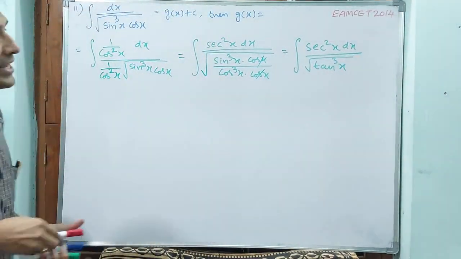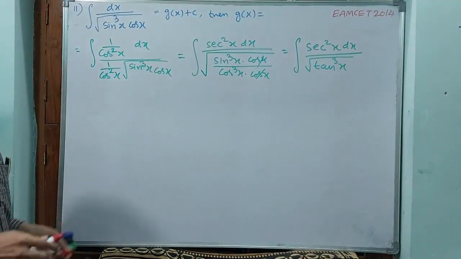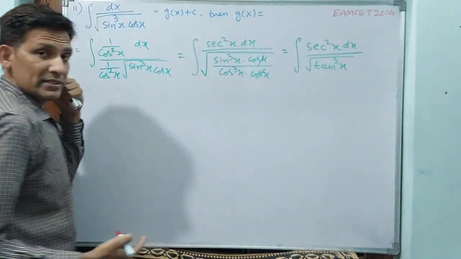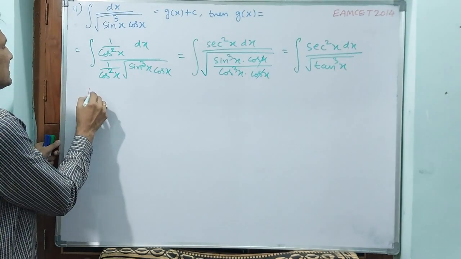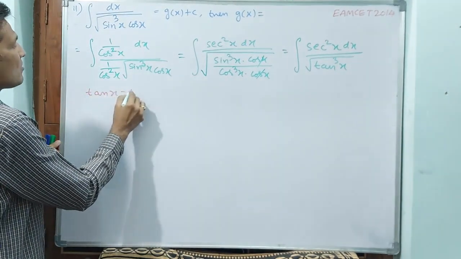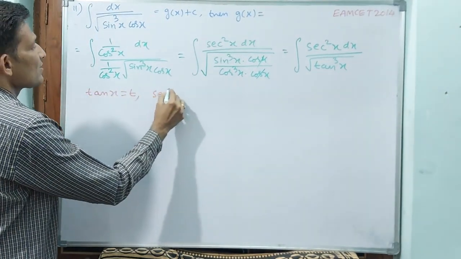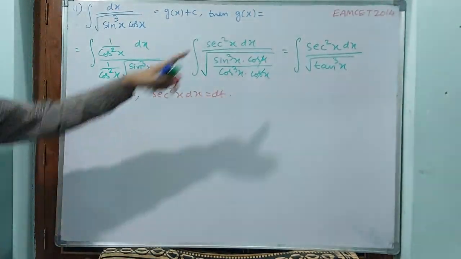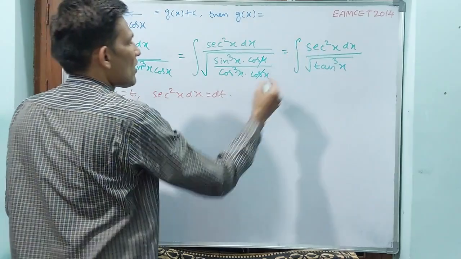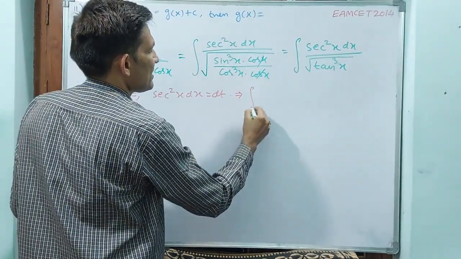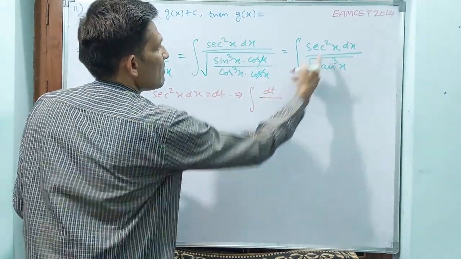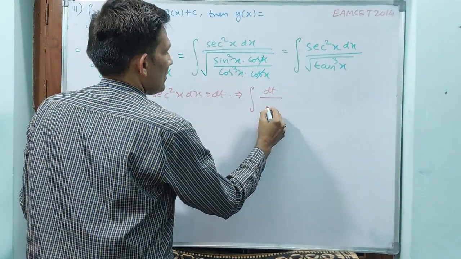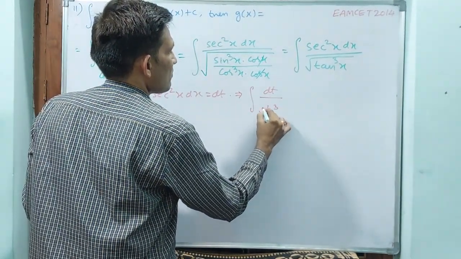Okay. Now you take tan x as t. Why? Because the derivative of tan x, secant square x dx, will come. That is why you have to take tan x only as t. Let tan x is equal to t. Then secant square x dx is equal to dt. Then you see how we are going to change this one. Implies integral dt divided by square root of t cube.